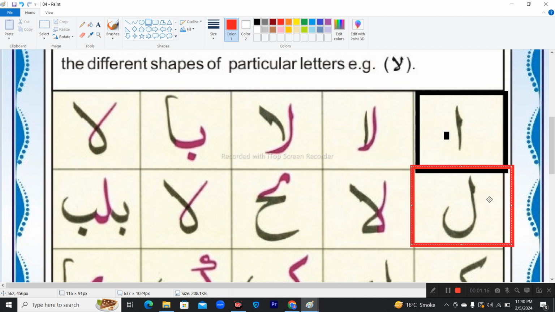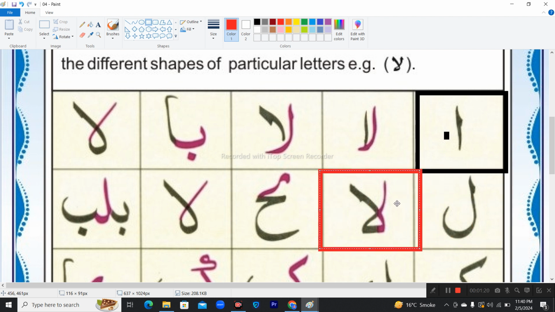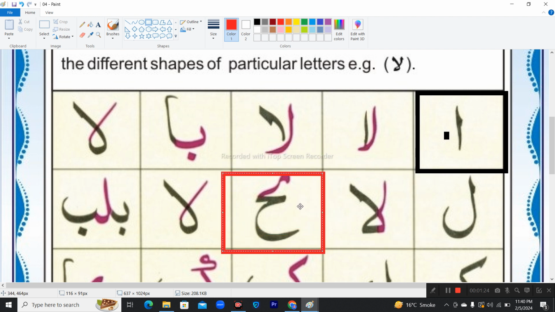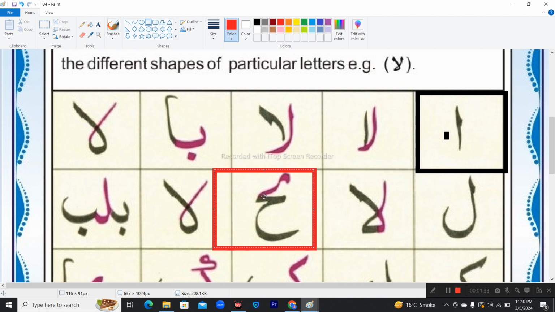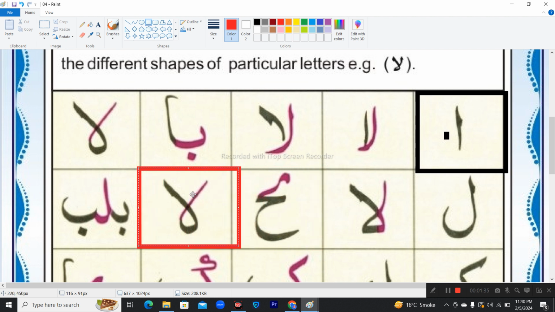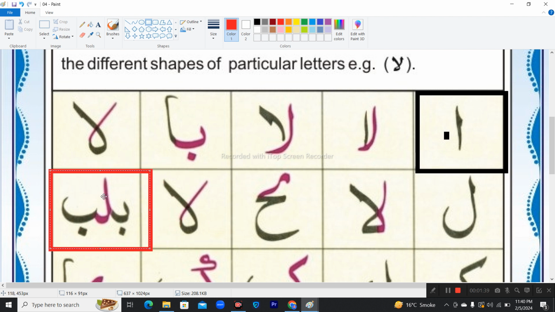Okay, this one is Lam, very easy, the letter from the previous lesson. And this one is again Lam Alif, a different shape of Lam Alif. And this one is two letters connected. The purple one is Lam, and Lam connects with this one with no dot, which is Ha. So Lam Ha. And this one is the same as Lam Alif, the same. Lam Alif.